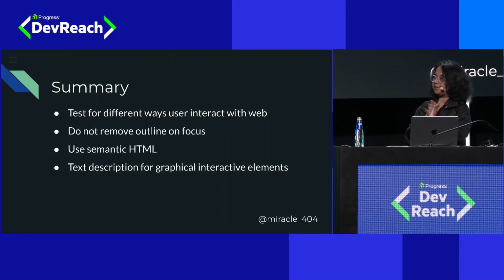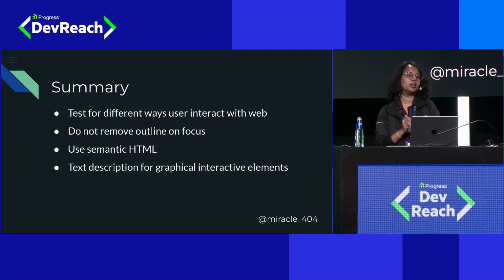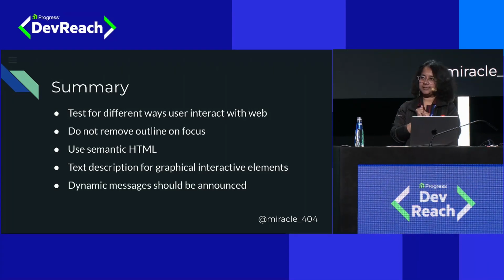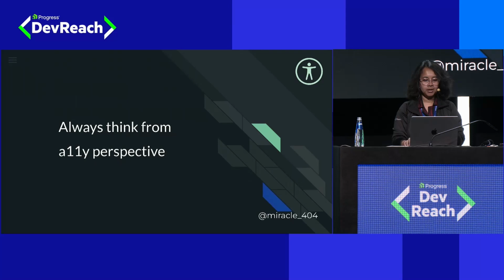Whenever we have any graphical element which we use for interactive stuff, like buttons or links, do add some sort of text description so the assistive technologies know the alternative for that image, like what it is. If we have dynamic messages and the user should know about it, then they should be announced to the user so that they know about it. So to conclude, always think from an accessibility perspective.